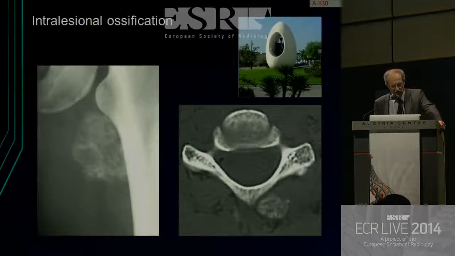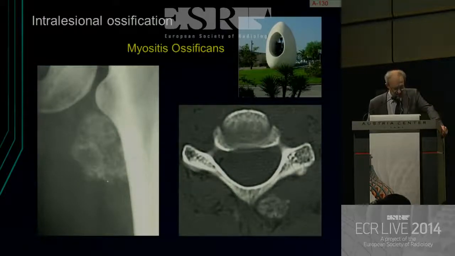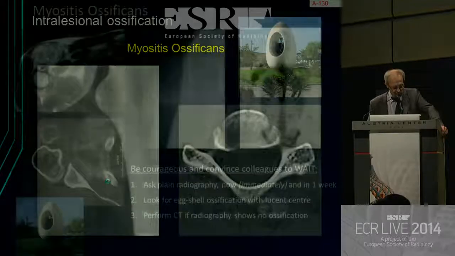This is the egg of Columbus. So you see, peripherally, it's hard, and in the center it's soft, like the egg of Columbus. And you can see this on X-ray. And the name of this lesion is a myositis ossificans. It's not a tumor, but it's a pseudotumor.